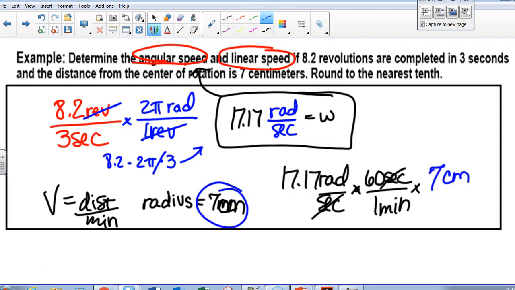Multiply it by that 7 centimeter radius. This will just go away and we'll have left what? Centimeters per minute. This is also known as this formula. Do you see that on the reference sheet? Look for me. Where is it? Top right hand corner of the side that has the unit circle, right? Okay. We just did angular times radius equals linear. All right, so it would be 17.17 times 60 divided by times 7.